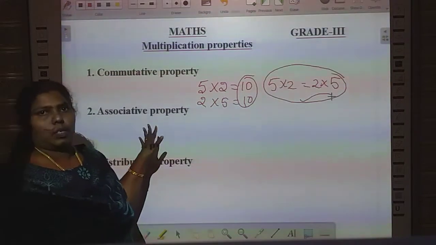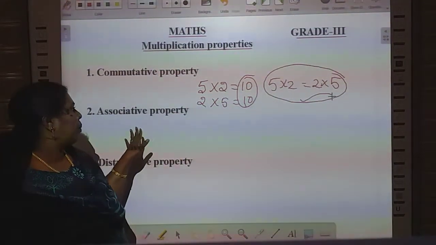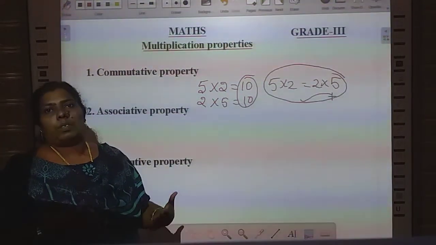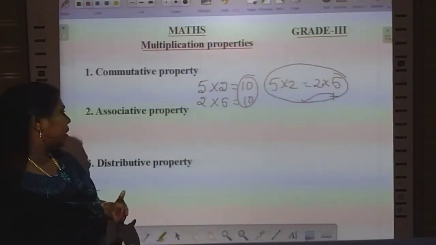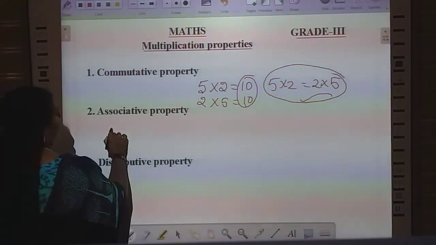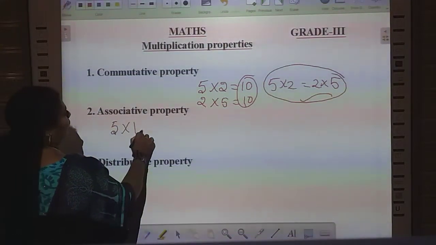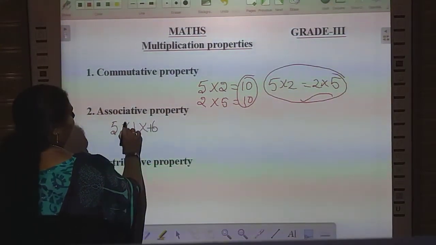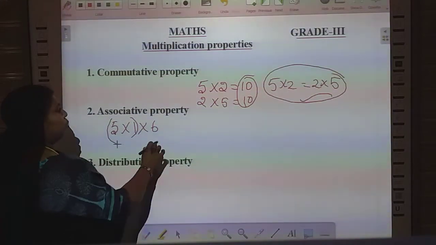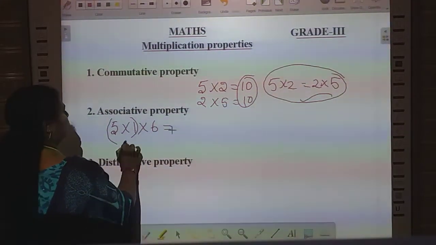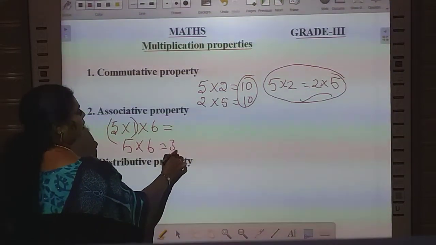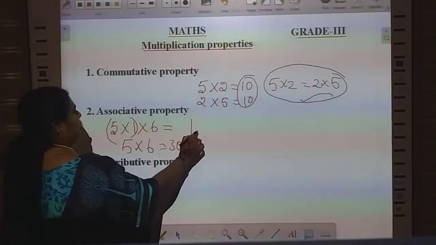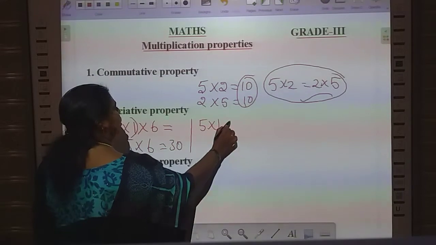Next one is associative property, right? Associative property uses more than two numbers. Here we are using more than two numbers, right? Yes. That means 5 into 1 into 6. First I am using the first two numbers. Here 5 times 1 are how much? 5. Then 5 times 6. 5 times 6 are how much? 30.